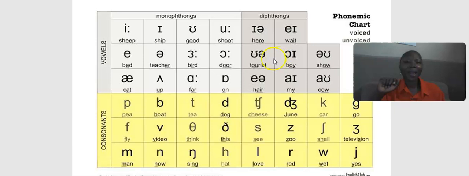Alright? So this one is articulated as ue. We have very few words that contain this particular sound. It is represented by OU as in tourist. Tourist. And we have it in POOR as in poor. Poor. Okay, so this particular sound is articulated as oi.